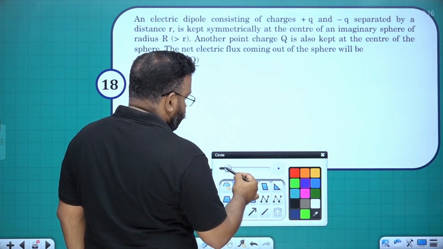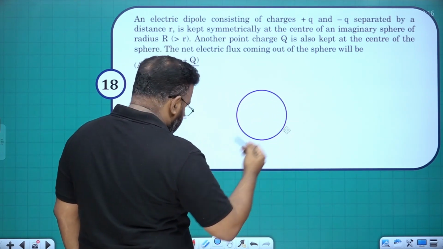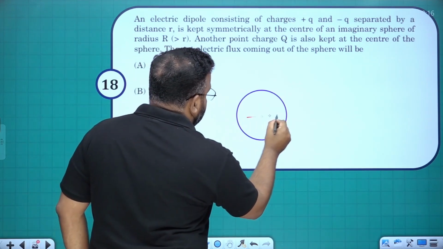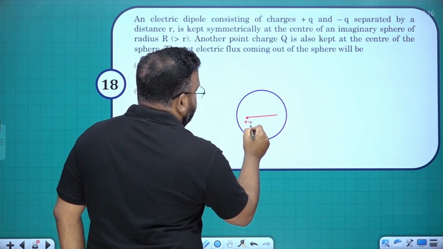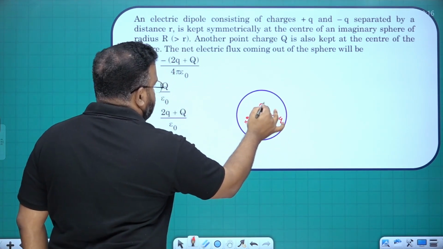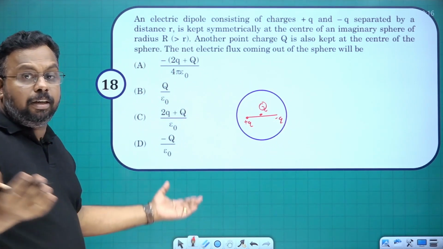There is a sphere, and inside the sphere, we are keeping a dipole consisting of charges plus q and minus q. Not only this, there is another charge, capital Q, kept at the center. What are they asking? Net electric flux.